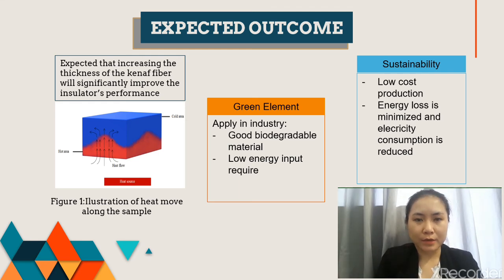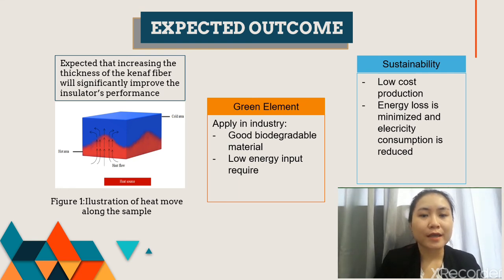For the green element purpose, the application will be applied in industry to prevent heat losses and achieve good economy in energy usage. Kernel fiber has low machine wear and is a good biodegradable material as it can easily be disposed of at the end of its life cycle by composting, which is not possible for fiberglass. Kernel fiber also requires low energy input in its manufacture. Therefore, kernel fiber is qualified to replace synthetic fiber in reinforcement of composite.